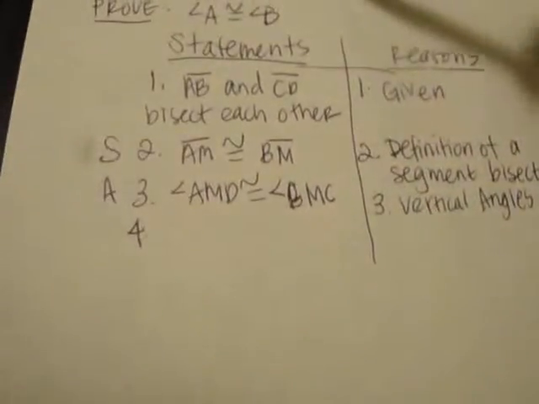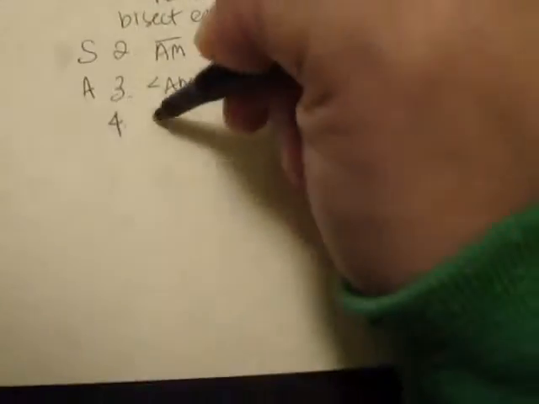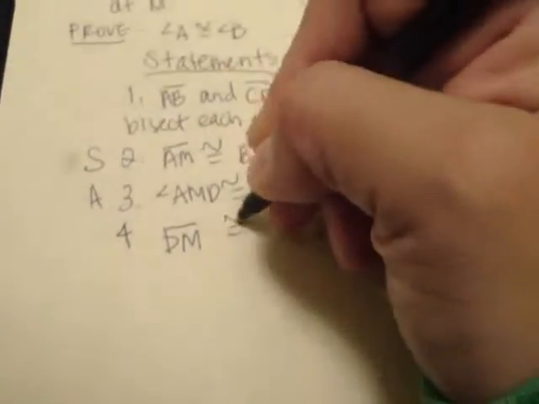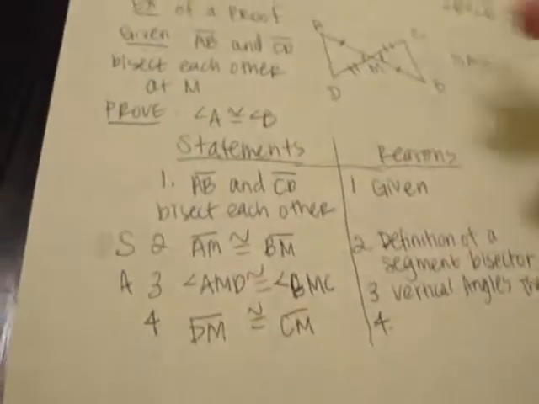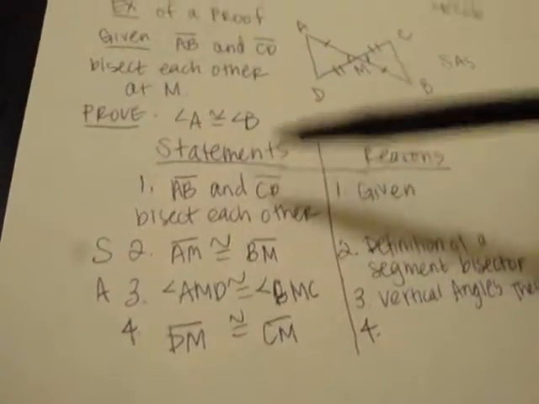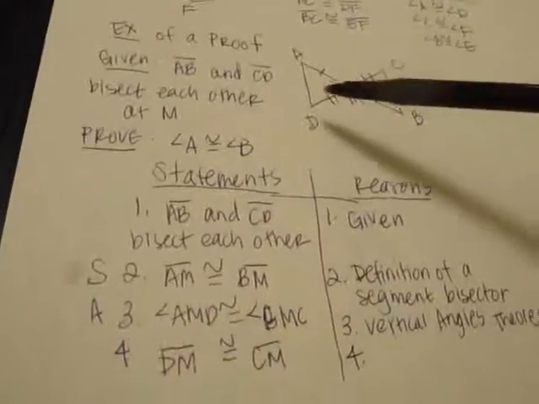So now we have our angle, and now we're looking to prove our second side, DM and MC. So we know that DM is congruent to CM. And again, the reason why we know this is because of our given information. We know that AB bisects DC.